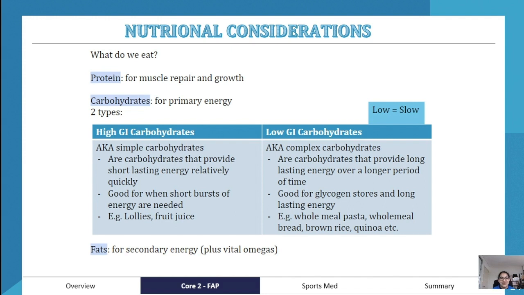aerobic exercises, for example. With low GI carbohydrates, remember, complex carbs provide longer lasting energy for a longer period of time. They're good for glycogen stores and long lasting energy, and this is because they take longer to break down, and that is why they can provide energy for longer. Examples include whole meal pasta, whole meal bread, brown rice, and quinoa. So that's carbs. And finally, we've got fats, and fats are important for secondary energy, plus also for our vital omegas. So low here, just to flag, means slow.